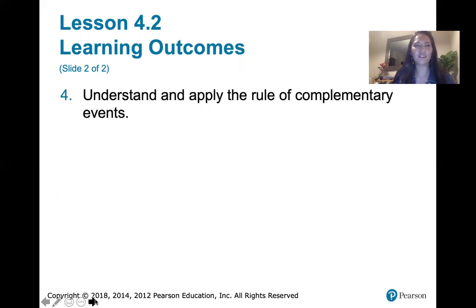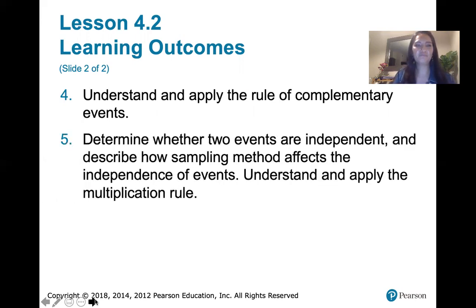Got 3 more learning outcomes. Then we also want to understand and apply the rule of complementary events. We alluded to this in lesson 4.1, but we're going to get back to it again in this lesson. And then our 5th learning outcome is related to the multiplication rule. So we're going to want to understand what it means for 2 events to be independent from each other. And our goal is for you to be able to describe how the sampling method affects whether those events are independent from each other or not. And then we will want to understand and apply the multiplication rule when appropriate.